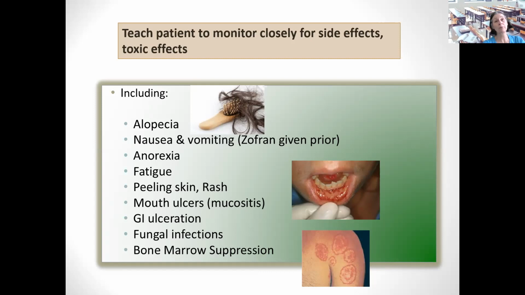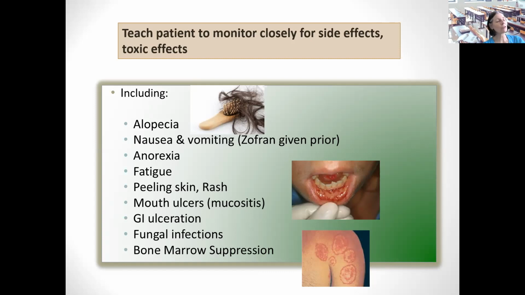It's not always toxic, but if they lose enough of their body weight, it can be. Fatigue, peeling skin and rashes are not uncommon with chemotherapy. Or dry skin is pretty common with chemotherapy. Wet skin and dry skin can both be common with radiation. We're going to move into radiation in a minute. Mouth ulcers, mucositis, that's stomatitis and mucositis in the mouth. Painful, can decrease their food and fluid intake and cause the patient a lot of pain.